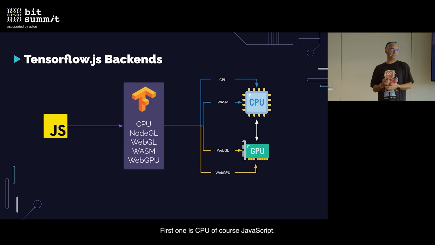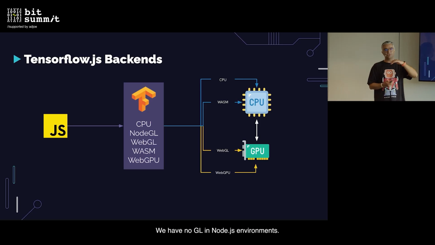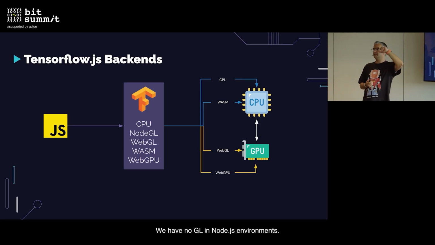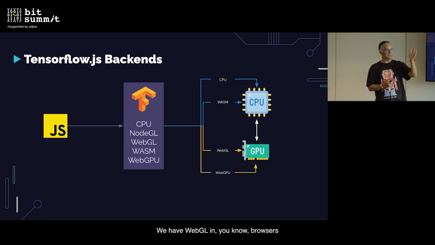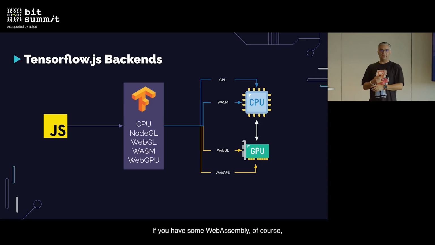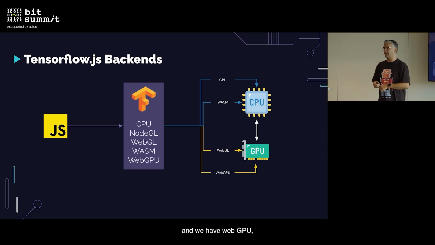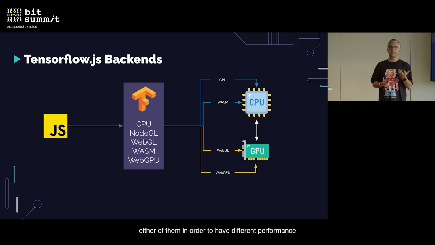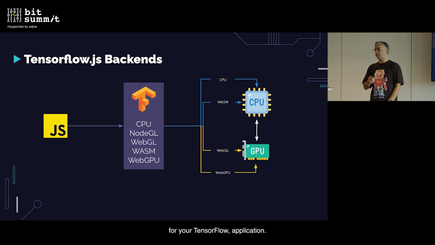First one is CPU, of course, JavaScript. We have Node.js in Node.js environments. We have WebGL in browsers. We have WASM, WebAssembly, of course, and we have WebGPU. So you can select either of them in order to have different performance for your TensorFlow application.